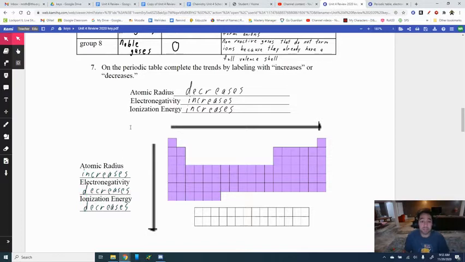So, electronegativity and ionization energy, they have the same trends. As we go across, they both increase. As we go down, they both decrease. Atomic radius has the opposite trend. As we go across, it decreases, and as we go down, it increases.